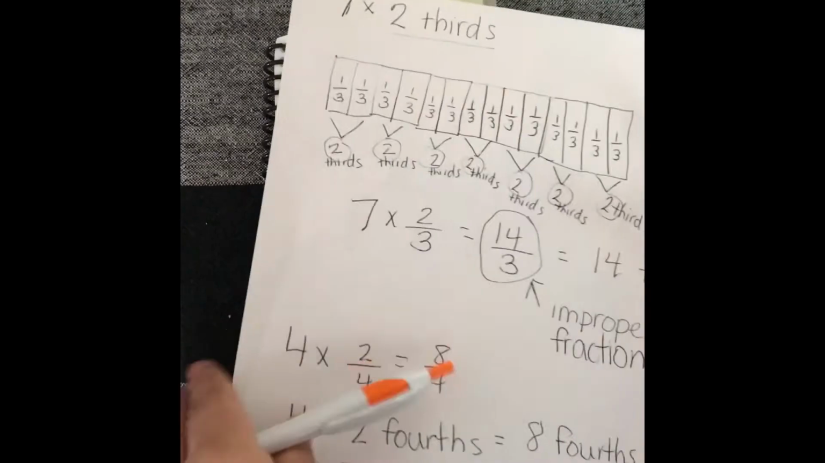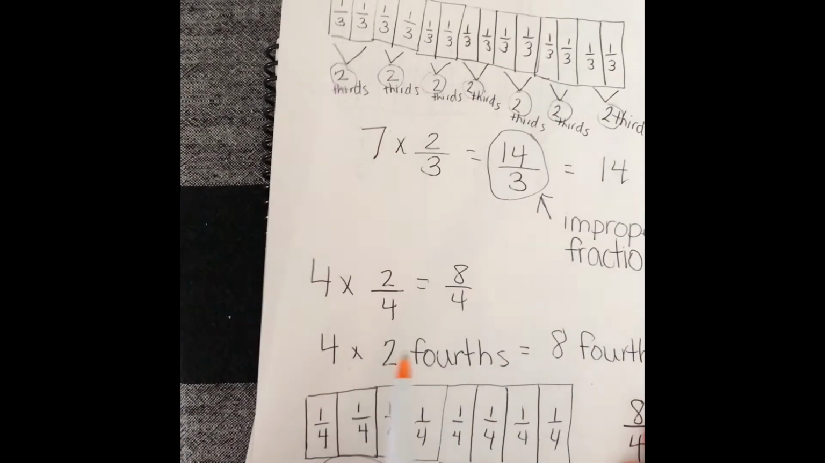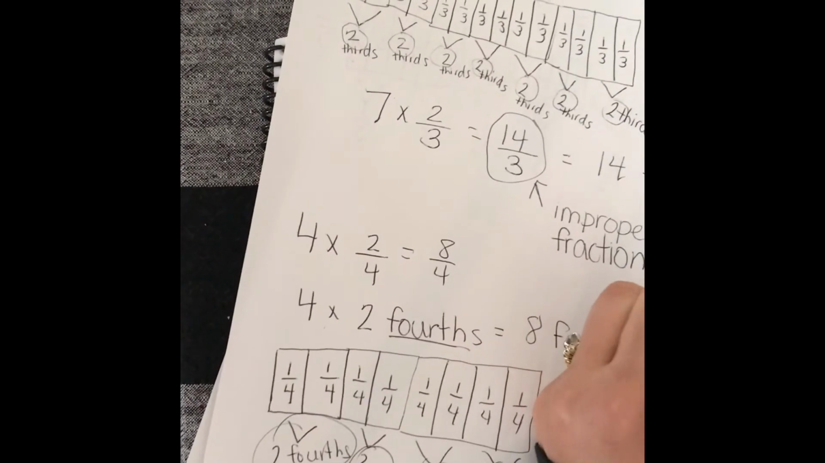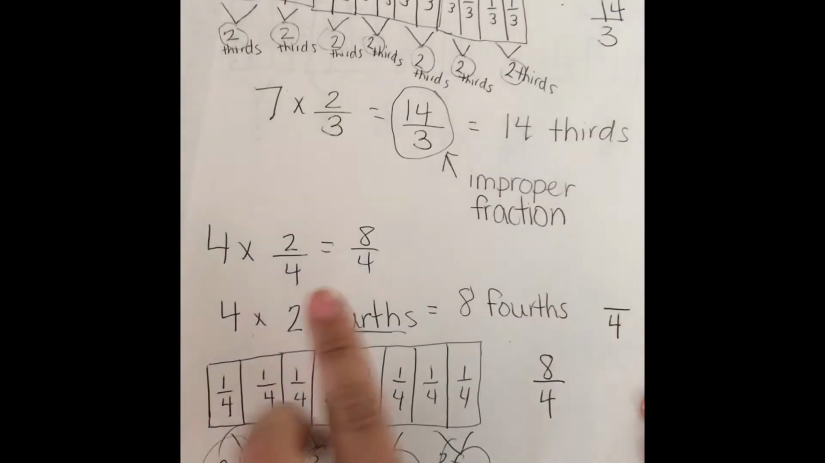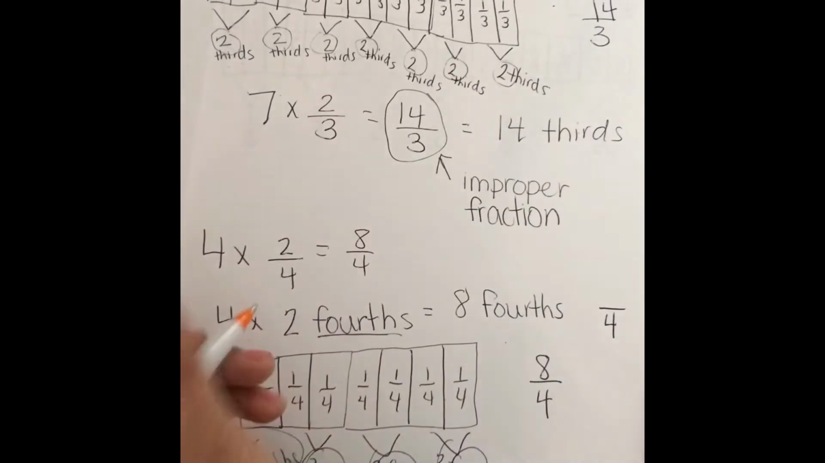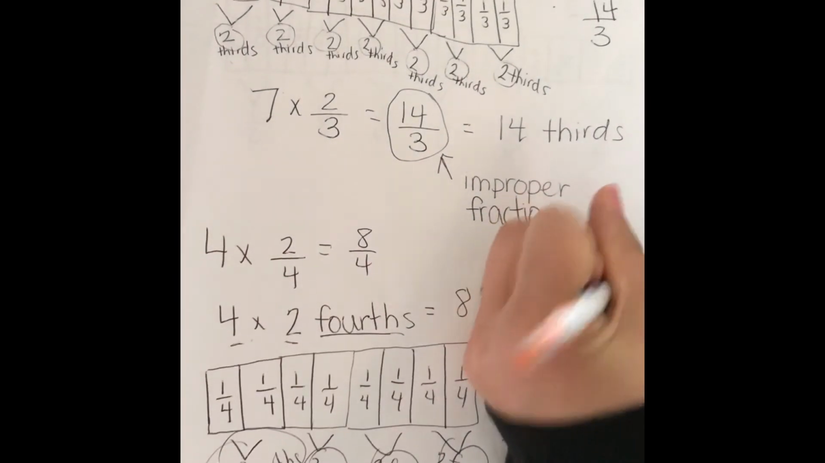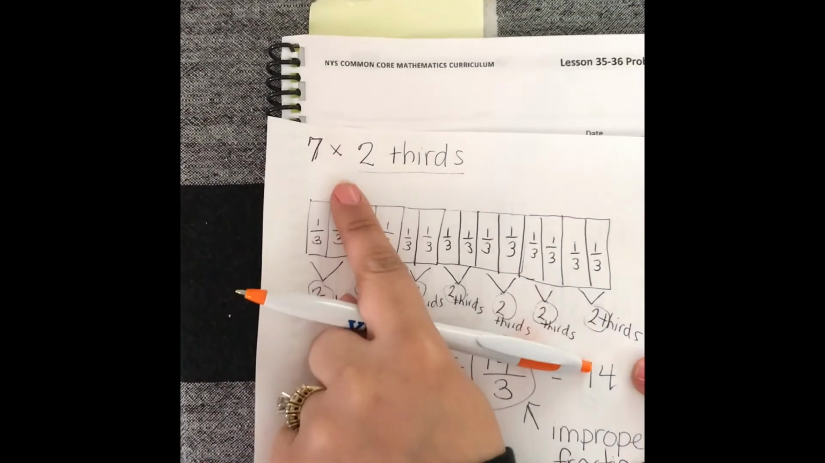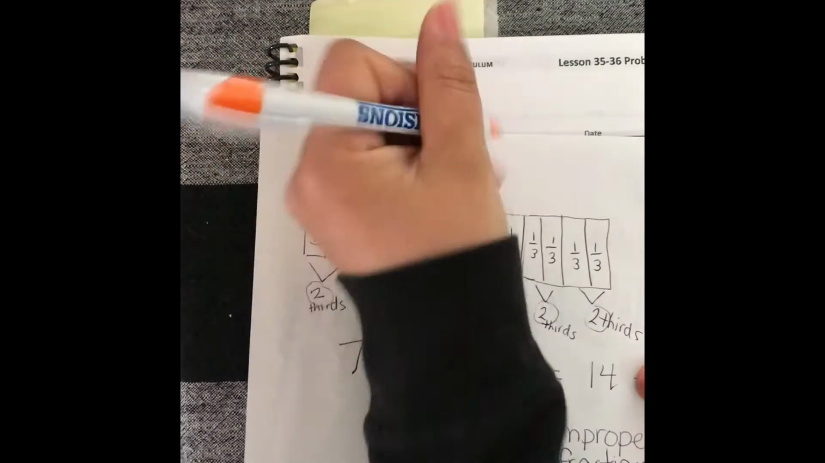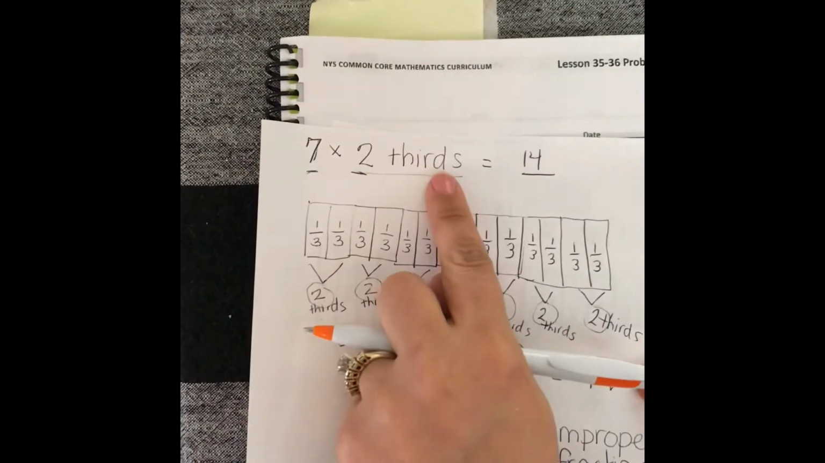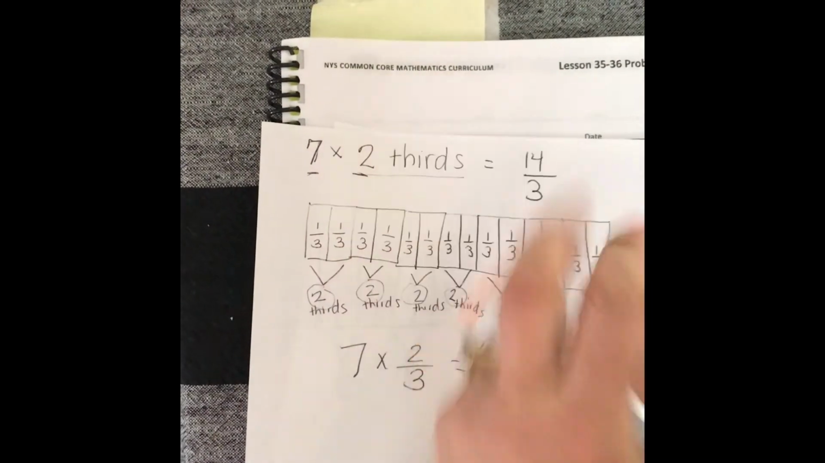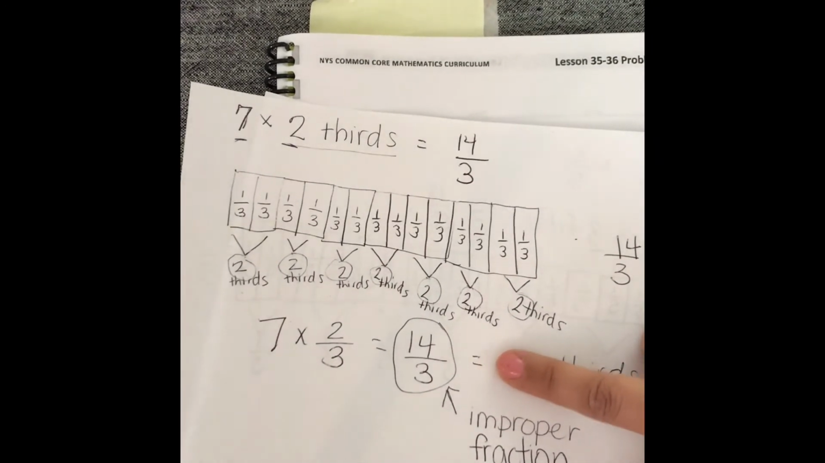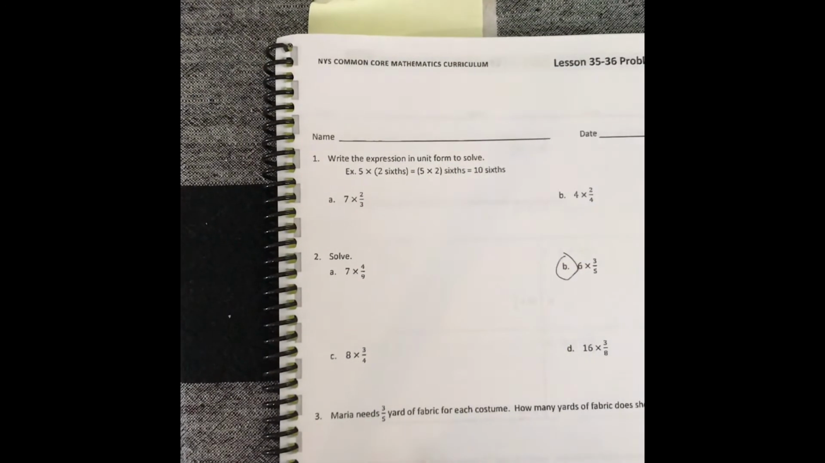Okay, so let's try it again with the ones we had from before, just to double check if our method works. So we had 4 times 2 fourths. We know we're dealing with fourths, so our denominator would be fourths. And then 4 times 2 is 8. 8 fourths. Love it, right? Let's look up here. 7 and 2 is 14, and we're talking about thirds. 14 thirds, just like we had, 14 thirds.